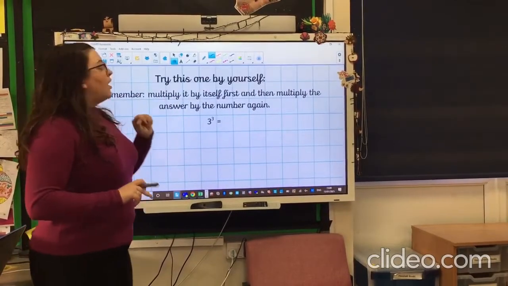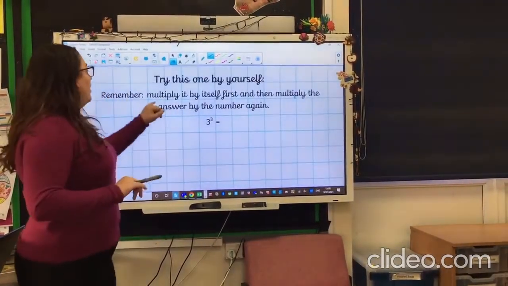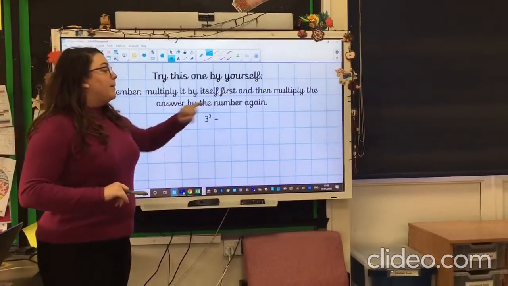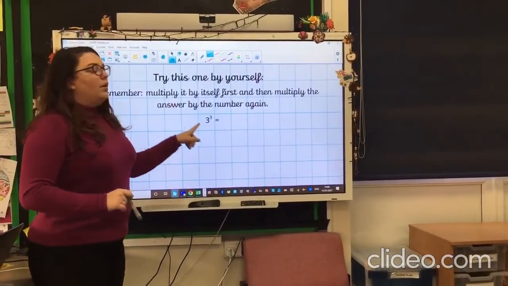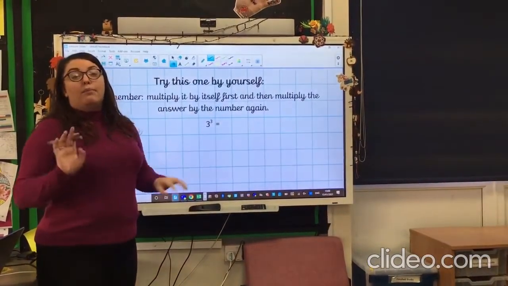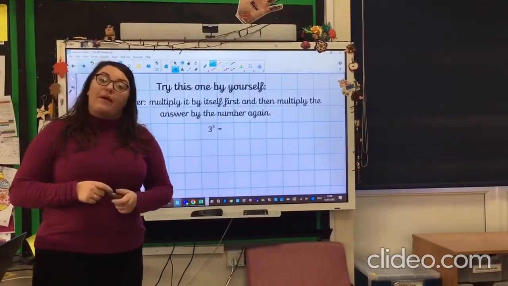Okay, try this one by yourself. Remember, multiply it by itself first and then multiply your answer by your starting number again. We're going to do it with 3 cubed. So pause the video, give it a go, and then we'll go through it.